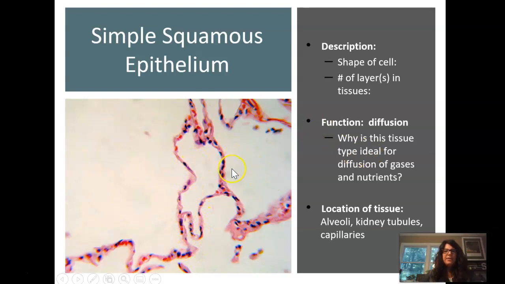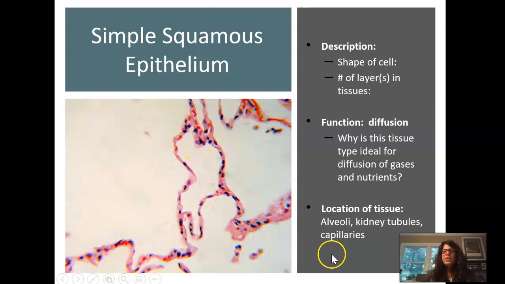This type of simple squamous, its function is diffusion of gases and nutrients, okay? So really, really important, because we only want one layer. We want it to be really easy for nutrients and gases to get in and out of the cell, right? So if we have more than one layer, it's going to make that process harder. So simple epithelial, its job is diffusion. And it makes it good at diffusion because there is only one cell layer.